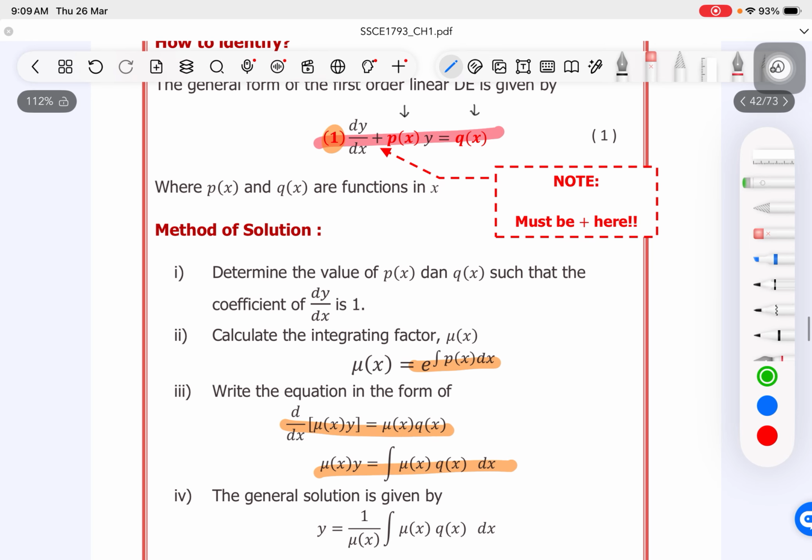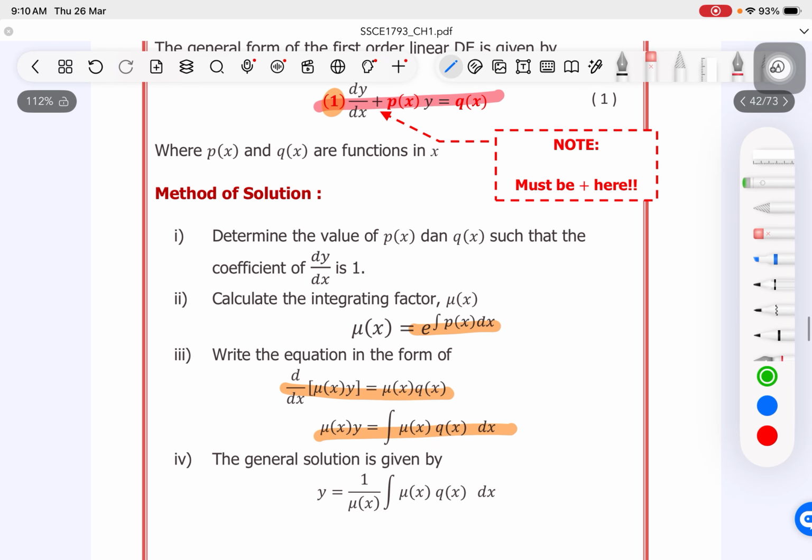So first thing first, the method of solution is you need to determine the value of p(x) and also q(x), and the coefficient of dy over dx must equal to 1. This one you need to make sure. Next you need to find the integrating factor mu(x), where in the notes up there I use rho. So here we use mu. The formula is mu(x) is equal to e to the integral of p(x) dx.